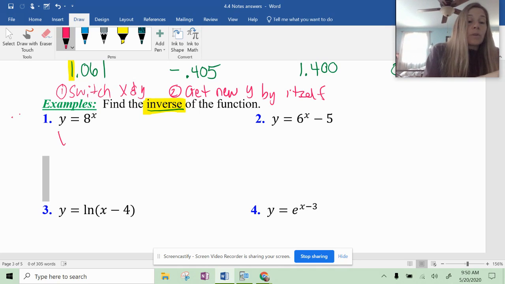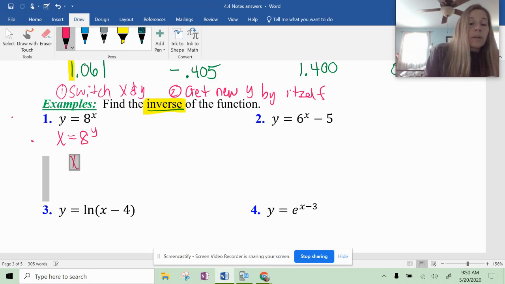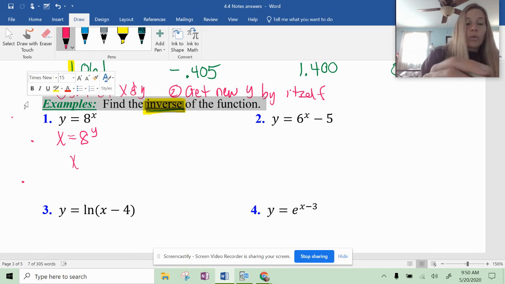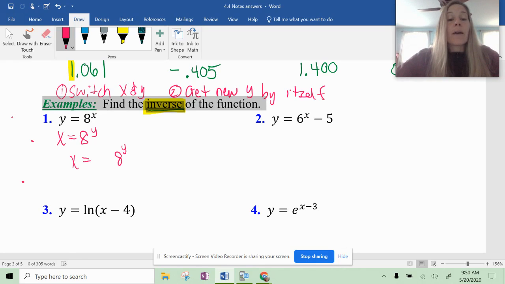So for this one, the first thing I'm going to do is write x equals 8 to the y power. Now, I want to get this y by itself, so the best way for me to do that is to get rid of this 8. Now, in order to get rid of this 8, if you remember from the notes yesterday, if I have a log that has a base number and the number next to it is the same, it's going to cancel out.